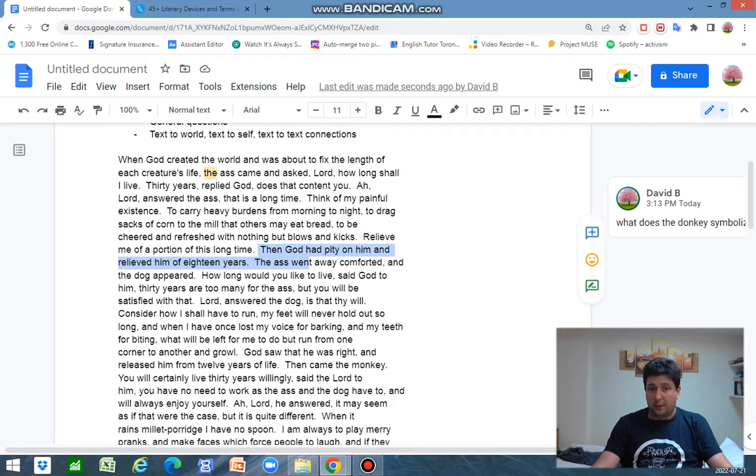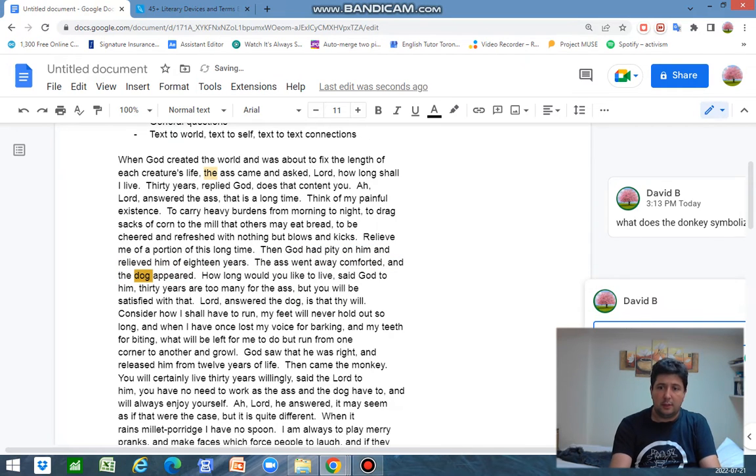Then God had pity on him and relieved him of eighteen years. The ass went away comforted, and the dog appeared. Okay, so we have a dog, we have a donkey, we probably have other animals. What does the dog symbolize?